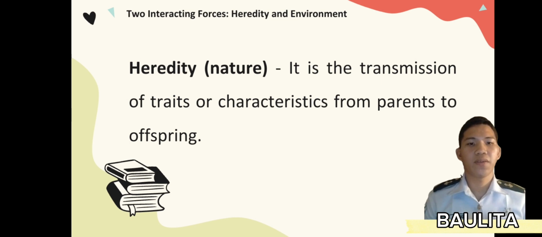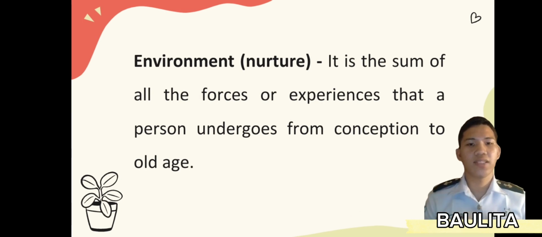Genotype and phenotype. The genotype is the genetic makeup of an individual, while the phenotype is the observable expression of the genes, influenced by both genetic and environmental factors. Genetic disorders. Certain conditions like sickle cell anemia are directly caused by genetic mutation and inherited from parents.